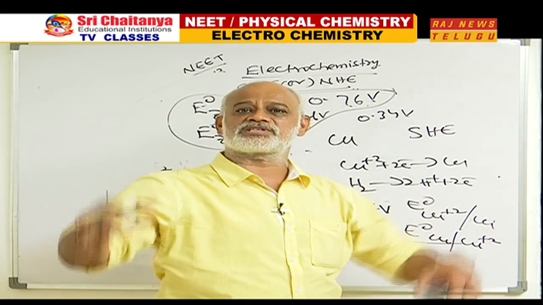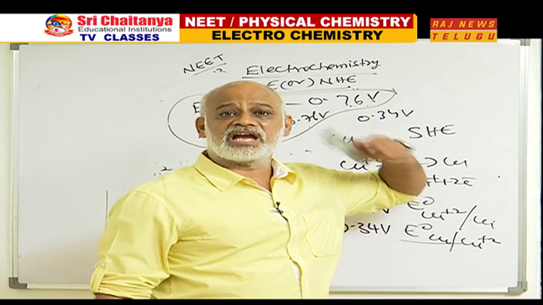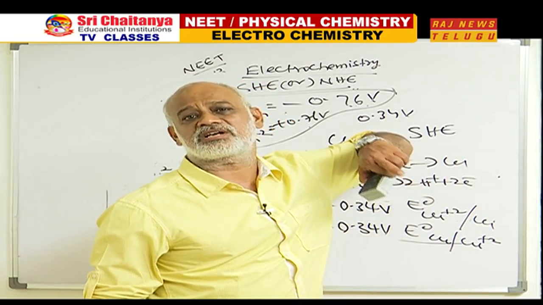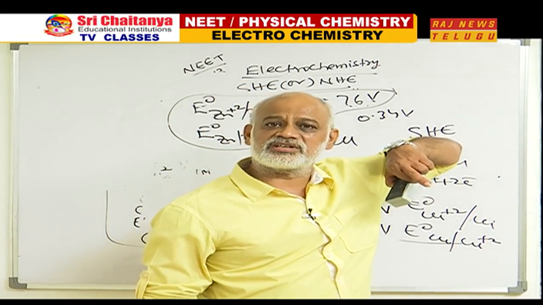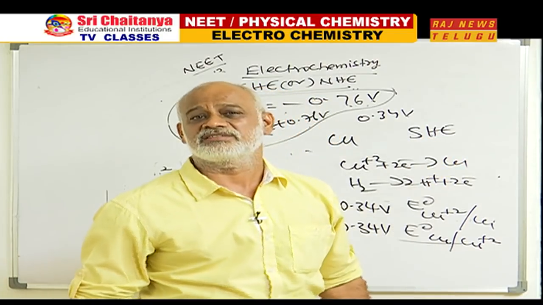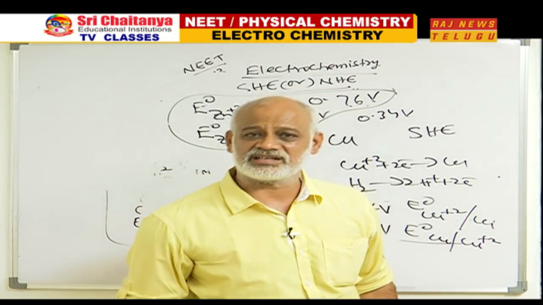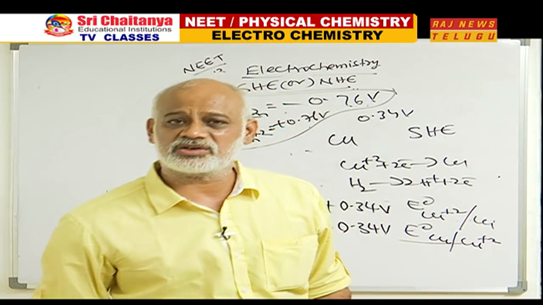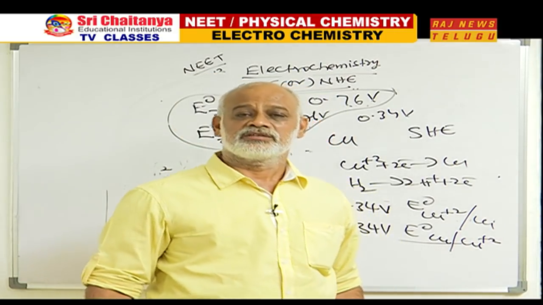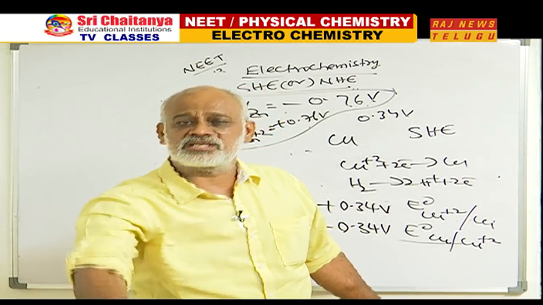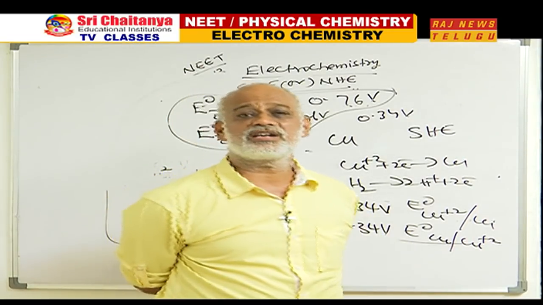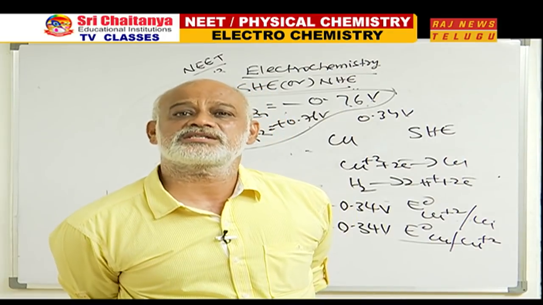If we wrote positive SRP, it means they have a great tendency to undergo reduction, the species. When you wrote negative SRP, it means their tendency to undergo reduction is very less, indirectly telling they have a greater tendency to undergo oxidation. Therefore, when you write this series, the series is called electrochemical series.